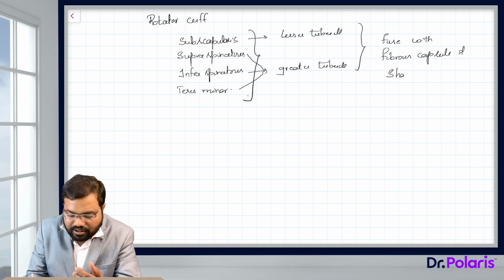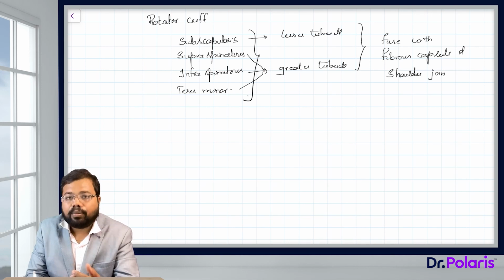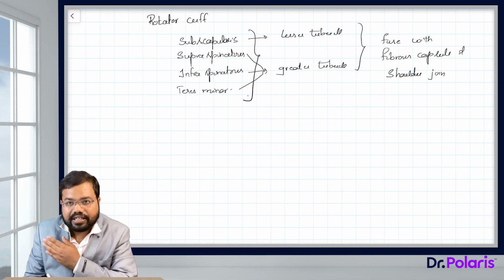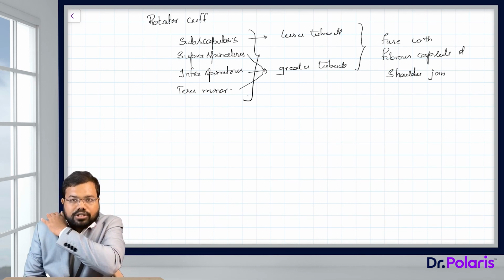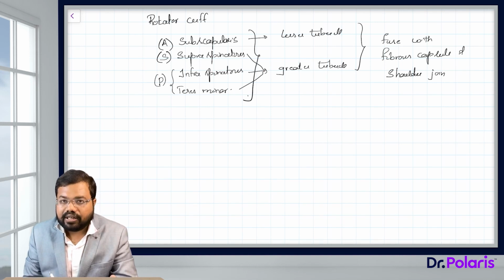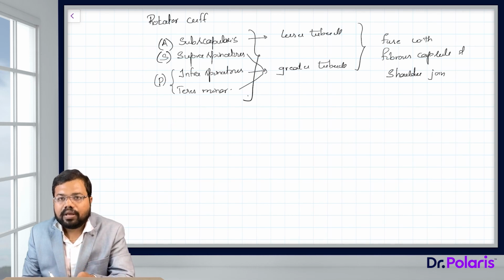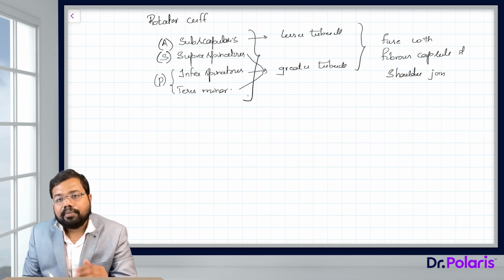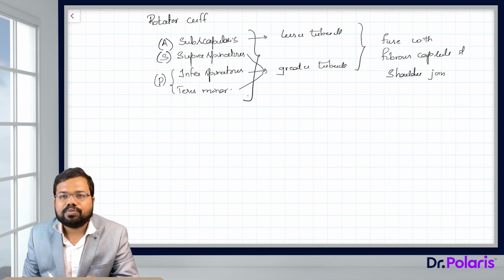So what is the importance of this fusion? It forms a protection for the shoulder joint. See, anteriorly it is fusing, superiorly it is fusing, posteriorly it is fusing: anteriorly the subscapularis, superiorly the supraspinatus, and posteriorly the infraspinatus and teres minor. So it covers the shoulder joint from anterior, superior, and posterior, but not on the inferior side. Because of this reason, the shoulder joint commonly dislocates on the inferior side. That means inferior dislocation of the shoulder joint is more common because there is no support of the rotator cuff.